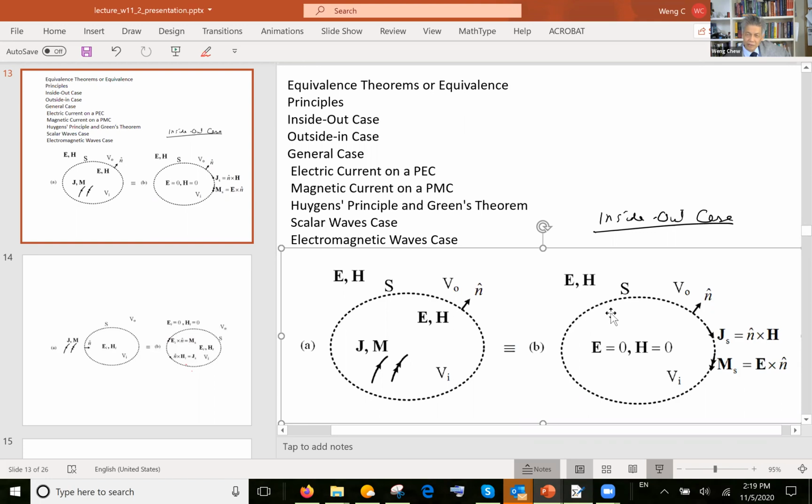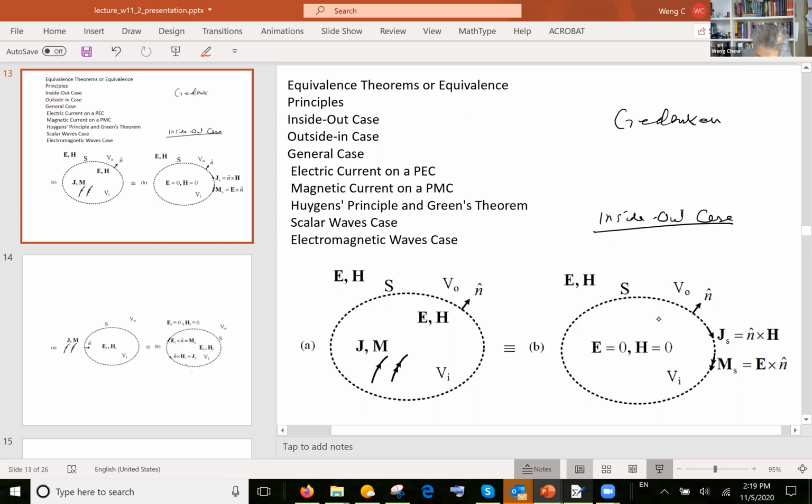If there's a jump in the field, tangential E has to satisfy this jump condition. Tangential H has to satisfy this jump condition. And if these jump conditions are satisfied, then the electric field will be 0 inside. Okay, so this is like what the Germans call the Gedanken experiment, or thought experiment. Okay, this is the German word for thought. If you think about this, the field is 0 over here, but the field is not 0 over there. But E and H are the same in both cases.